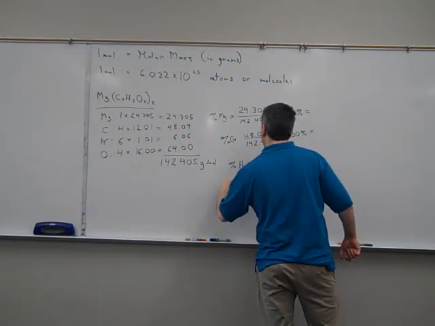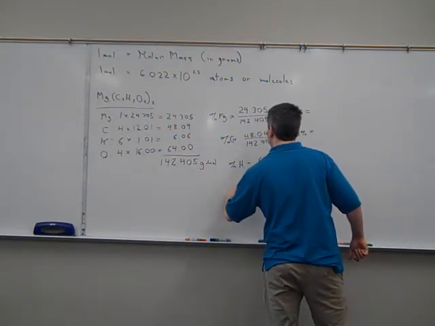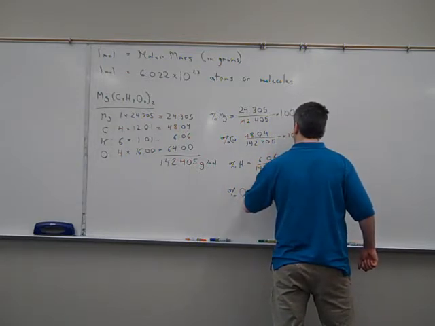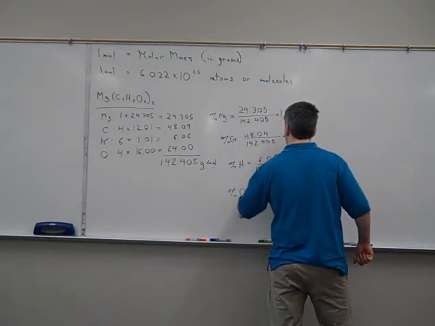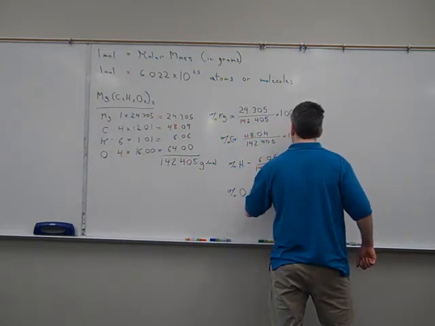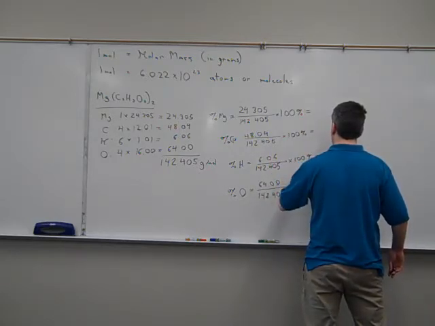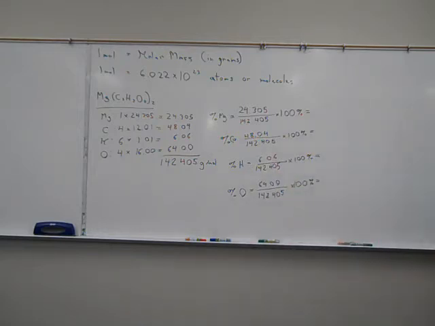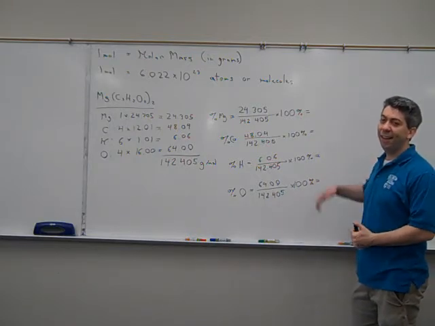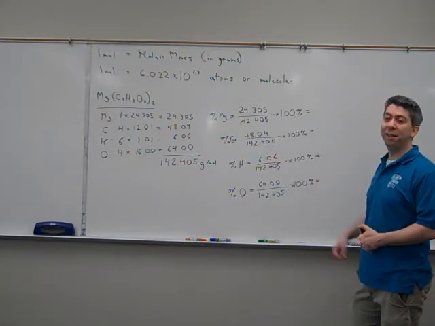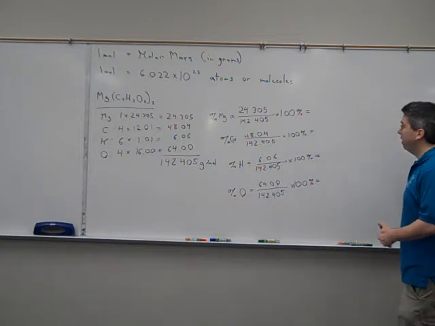And then we have our percent oxygen. 64 divided by 142.405 times 100%. Yay. So, did anybody get all these set up correctly, or at least as many of them as they could in the time? Good, good. So, several of you.